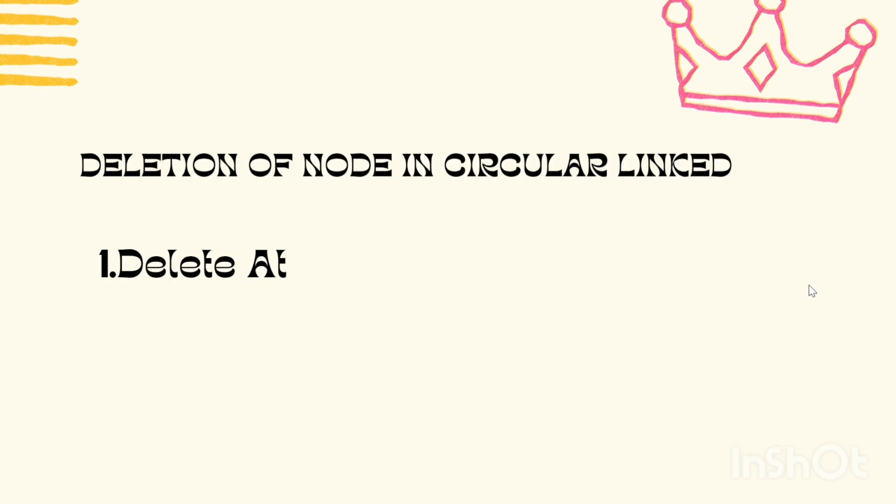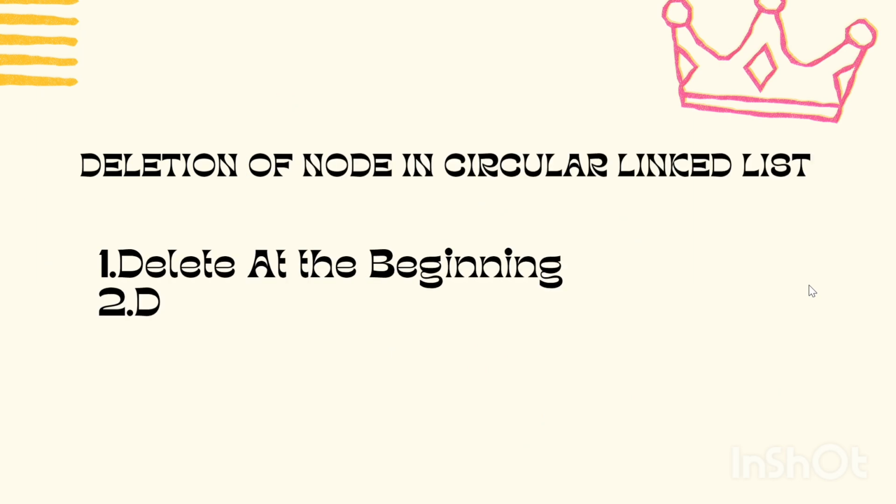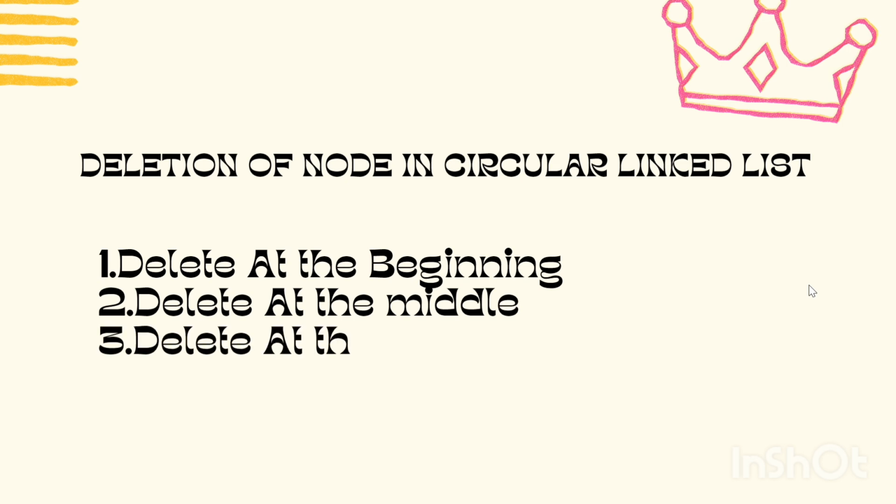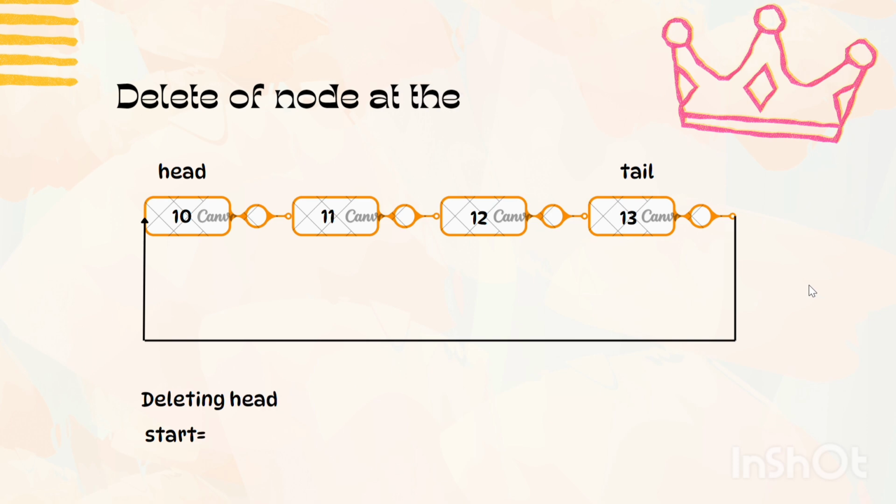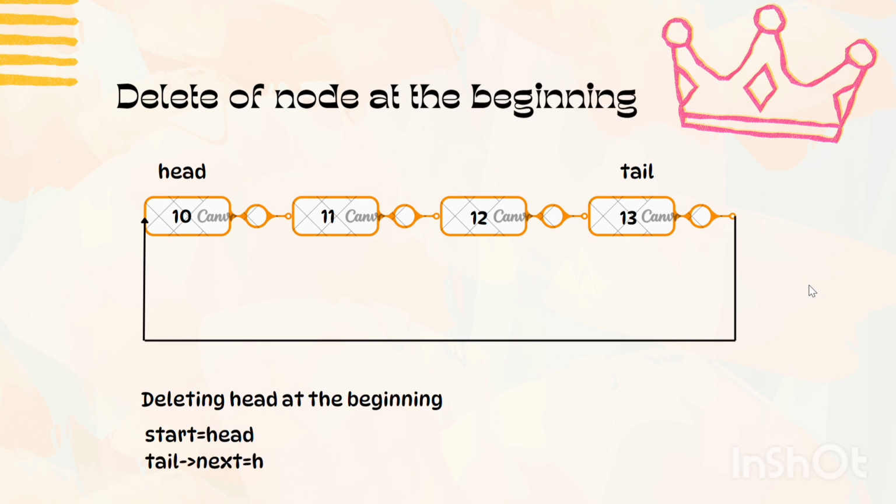Now we will see how we are going to delete a node in the circular linked list. Here also three cases are there: deletion at the beginning, at the middle, and at the end. Now let's see one by one. Now we are going to delete the head here. We have to initialize the start node as our head, then the tail as usual, tail next as head to create a circular linked list.